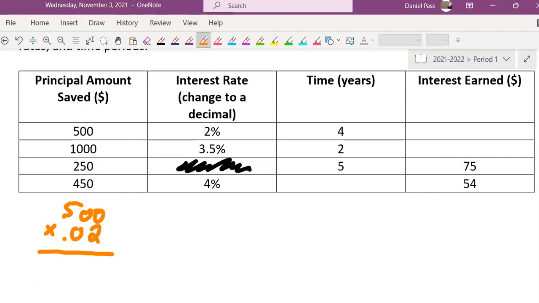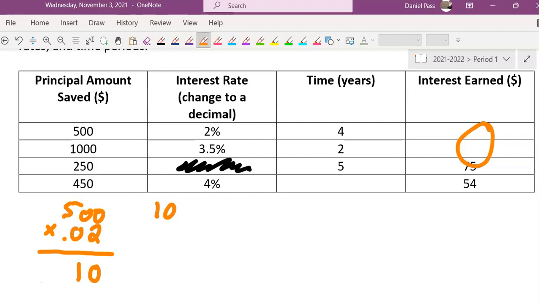Did anybody do it? 500 times 0.02. That's 10, right. Okay, now, are we done? No, because we need to find the total interest.